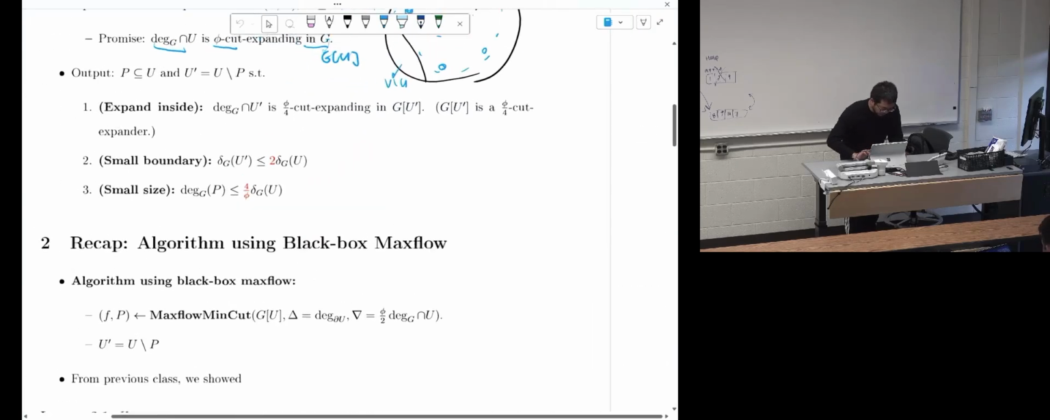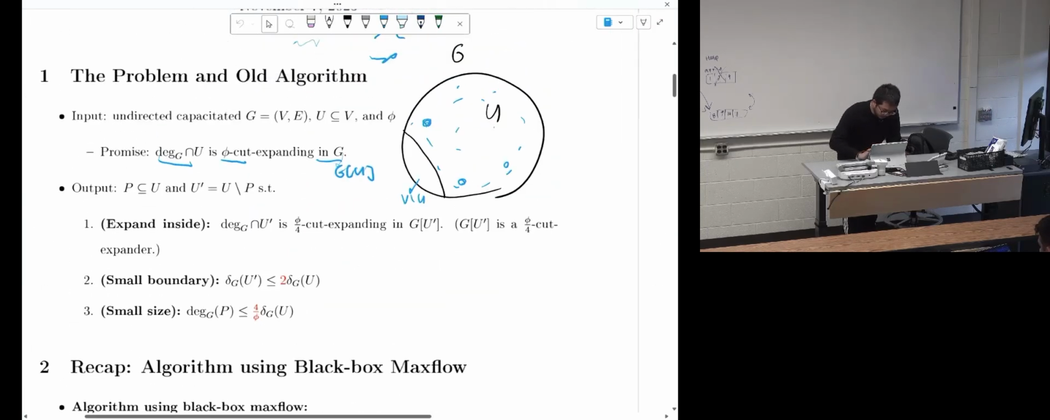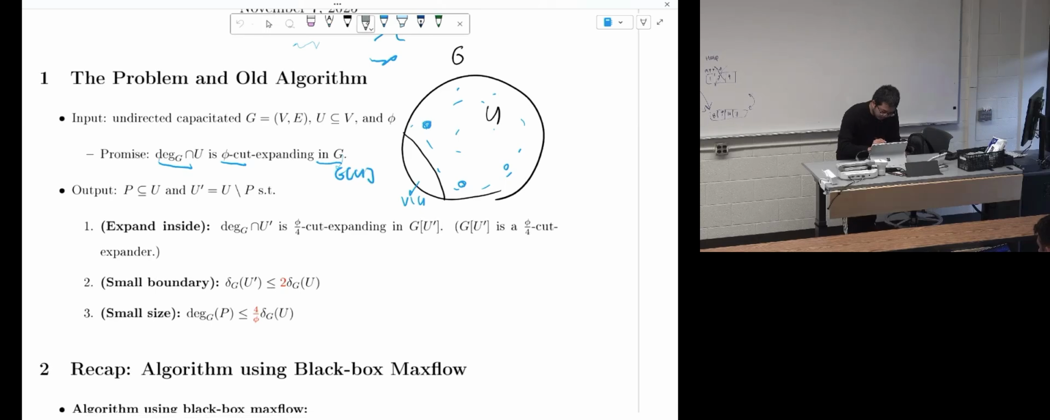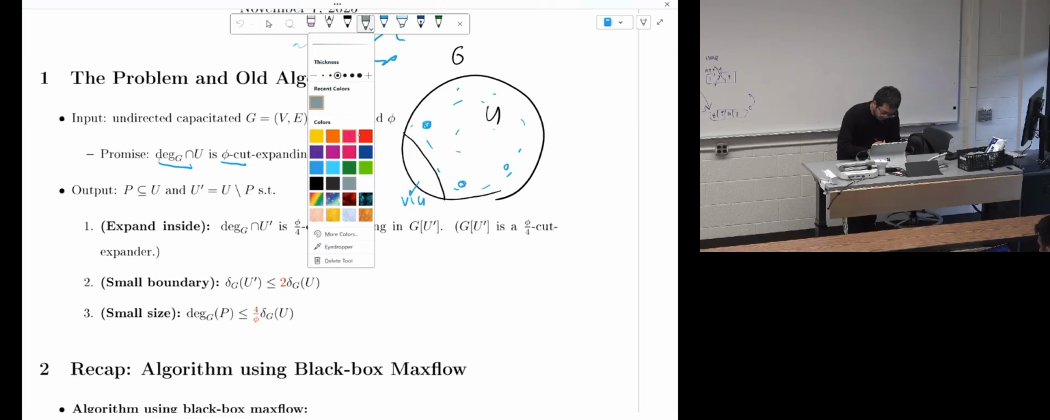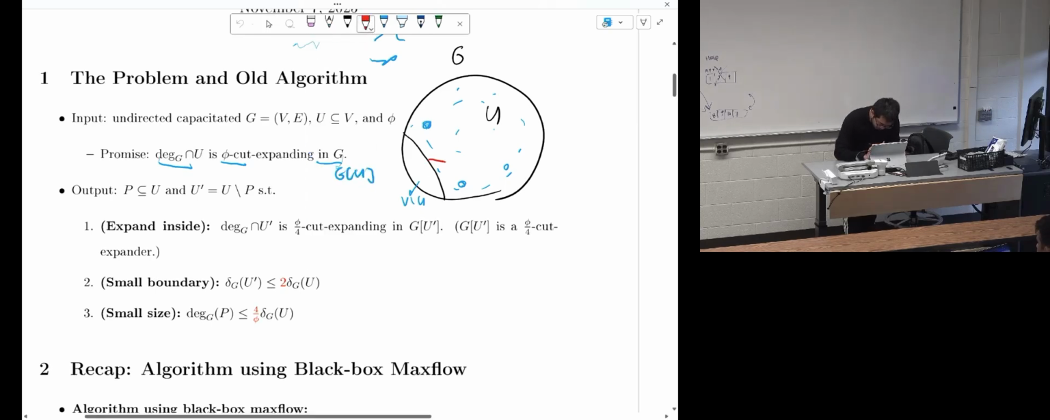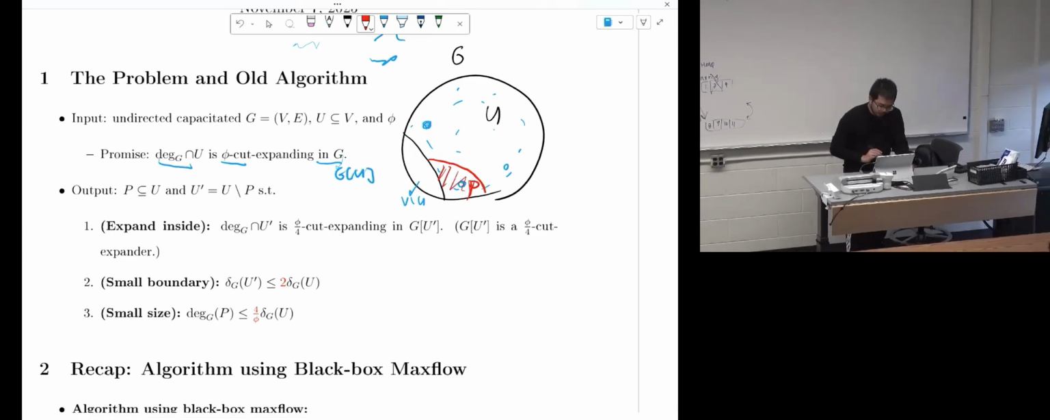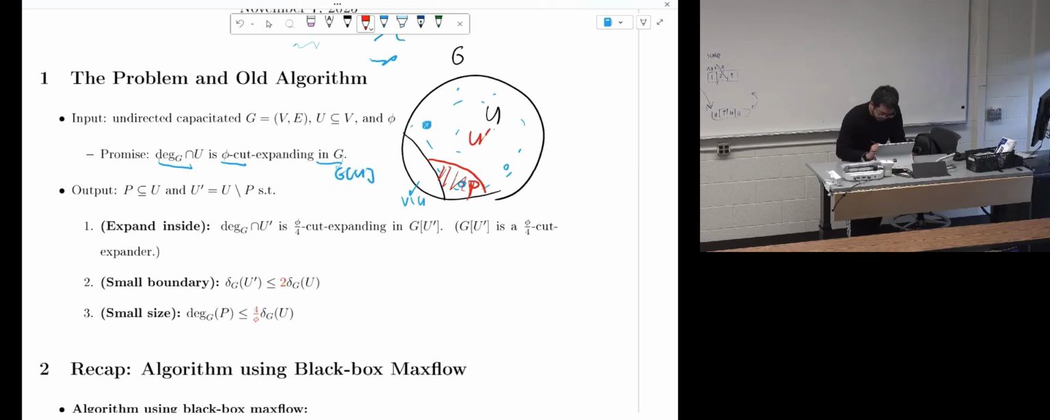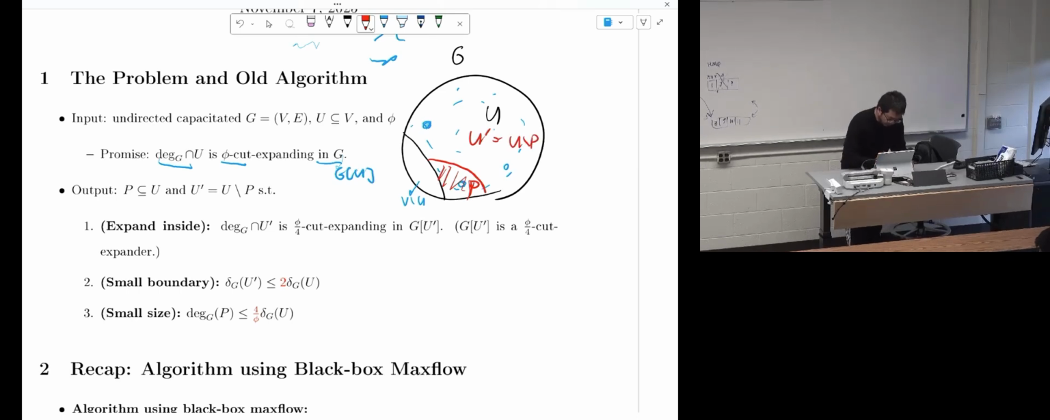Good. So what we're gonna do is to prune some part from U, right? We're gonna prune some part, like prune P. And then this is gonna be U prime. U prime is U minus P. And now U prime is gonna be expanding in U prime. So that's the goal.